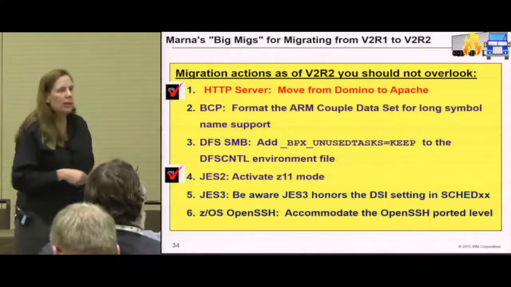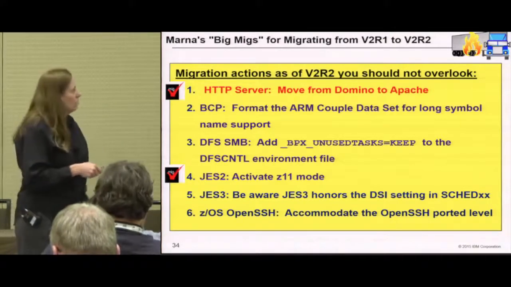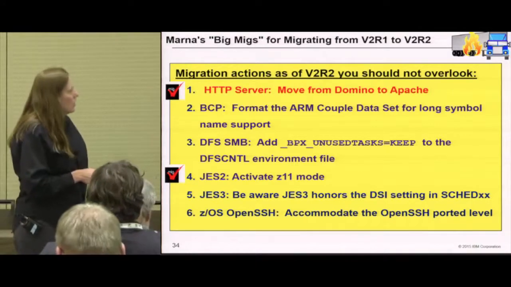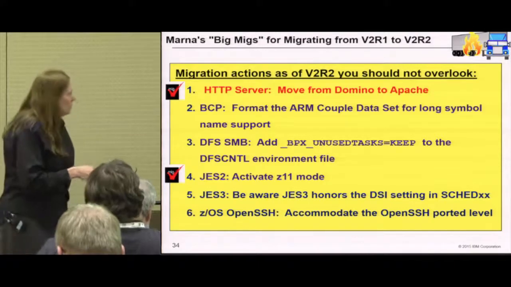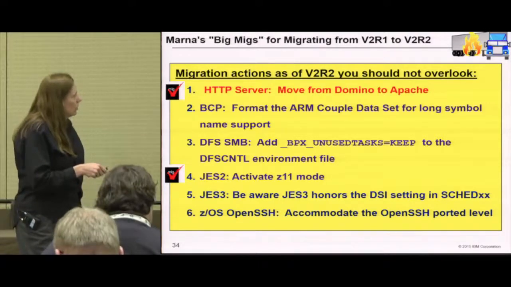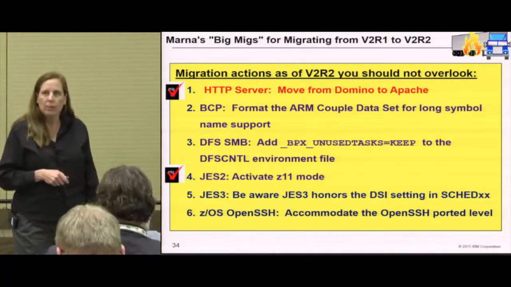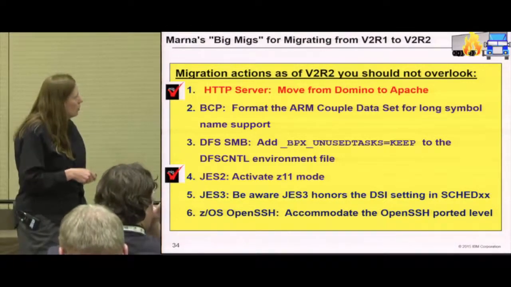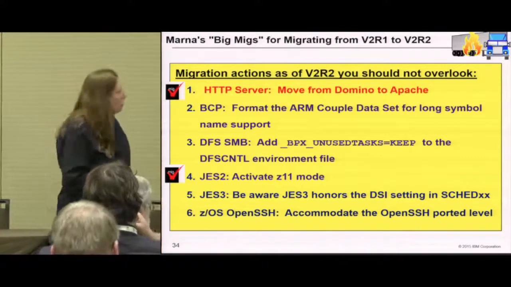The second one, we talked about formatting the ARM couple data set. If you don't do it, then you won't be able to use ARM. Next one was SMB. If you don't put this statement in your envar file, you will not be able to use SMB. These are easy to do. 2 and 3 are easy to do, but I'm not going to say that number 1 is easy to do.